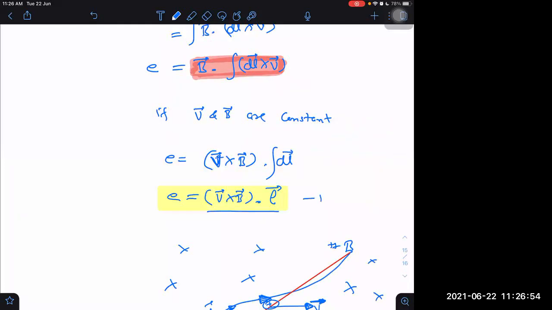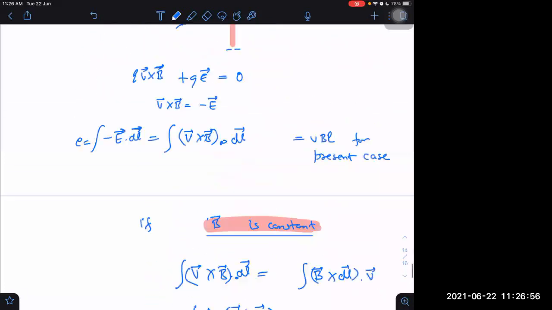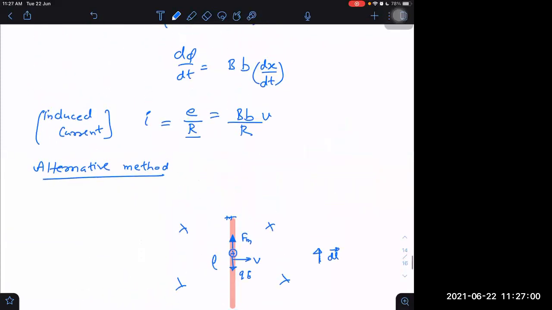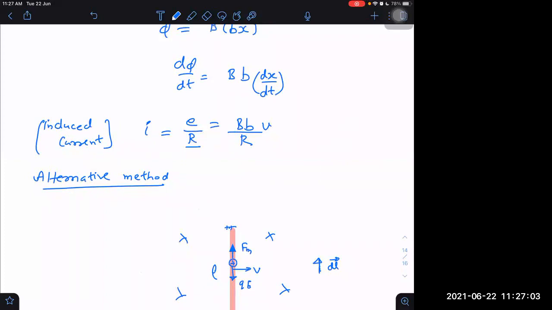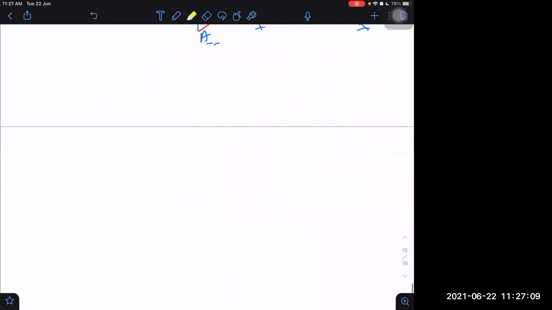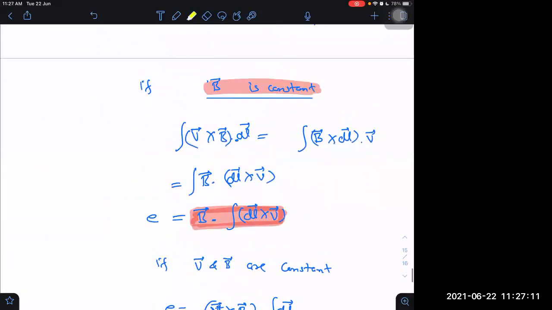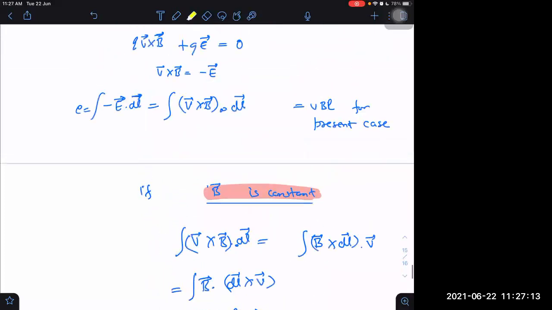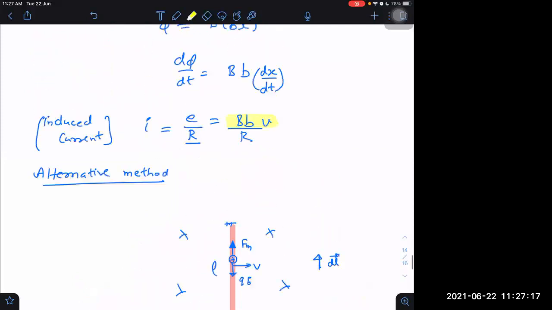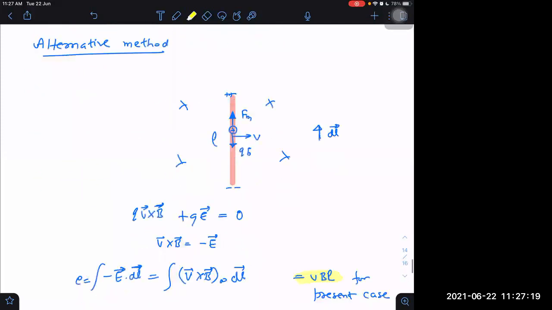This is important now. Notice the EMF. What was EMF before? B into V into L. Is it not the same as this only? We are getting the same relation indirectly. BVL. Where I wrote VBL, here I wrote VBL, and it is also the same only. Just I'm writing the length differently here, but it is the same VBL.